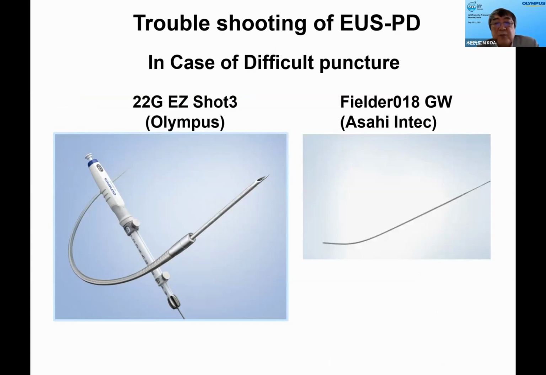In case of a difficult puncture, such as a small MPD, we employ a 22 gauge needle with a 0.018 inch guide wire, named Fielder, by Asahi Intecc. This is very useful because the thinner needle can puncture the MPD more easily compared to the 19 gauge.